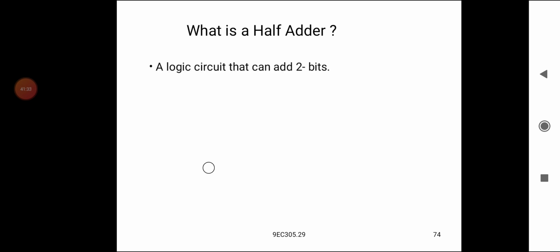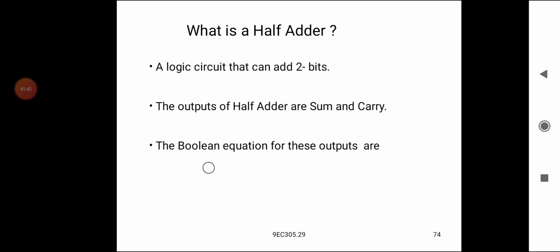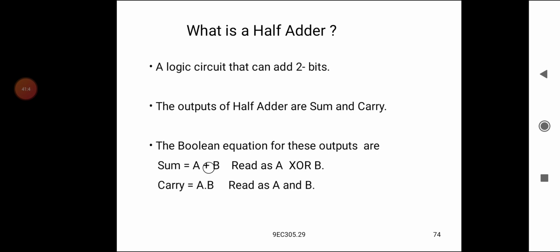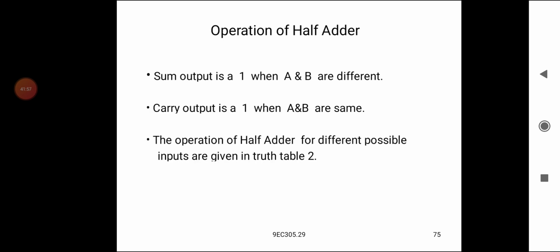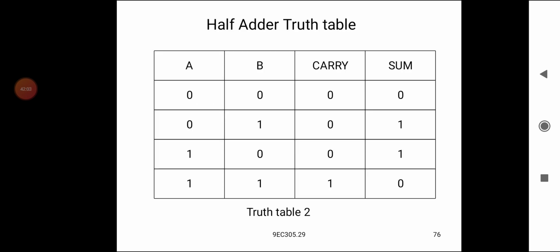What is the half adder? A logic circuit that can add 2 bits. The outputs of half adder are sum and carry. Boolean equations of these outputs: sum is equal to A exclusive OR B, read as A XOR B. Carry is A dot B, read as A and B. The operation of half adder for different possible inputs is given in the table. When inputs are 0 1 and 1 0, the sum output is 1. When inputs are the same, that is 1 and 1, the carry output is 1.